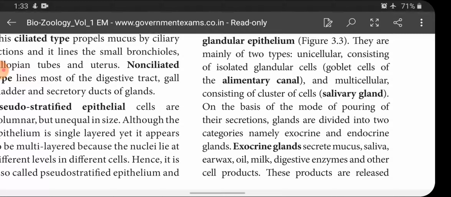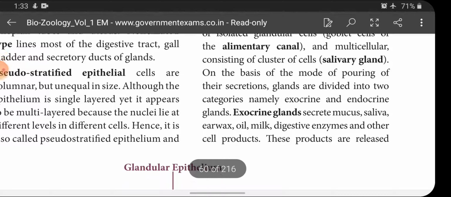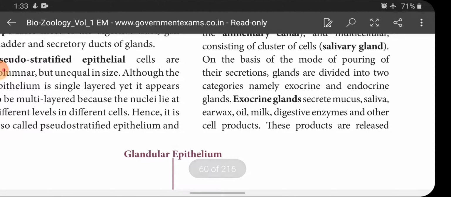On the basis of the mode of pouring of their secretion, glands are divided into two categories. What are the two categories? One is exocrine gland, another one is endocrine gland. Actually, gland means something that secretes. So we can classify glands into two types, exocrine and endocrine. This classification is based on the mode of pouring of their secretion.